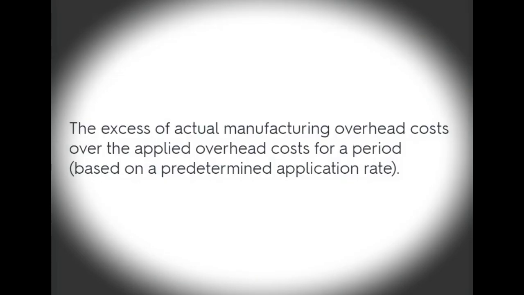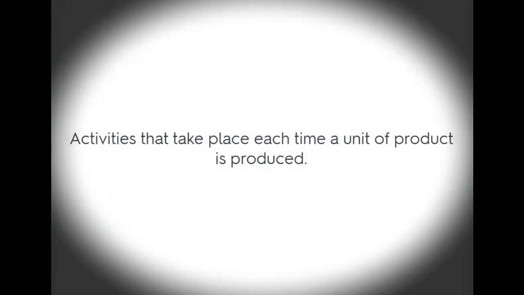Target income. A profit level desired by management. Transaction. Two parties exchanging something of value. Underapplied manufacturing overhead. The excess of actual manufacturing overhead costs over the applied overhead cost for a period. Unit-level activities. Activities that take place each time a unit of product is produced.